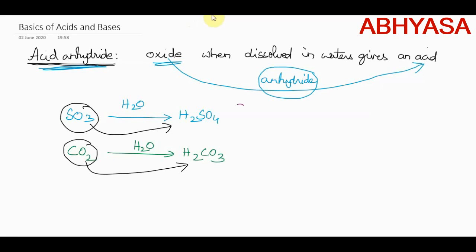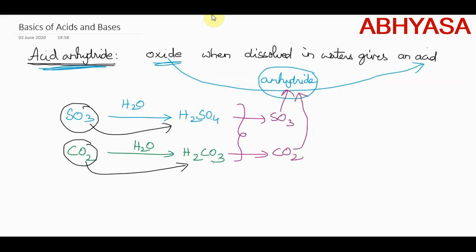See the common things in both the examples. From sulfuric acid, when you remove water, remove 2 hydrogens and remove 1 oxygen, then you will be getting SO3. You are removing water. That is the reason why this becomes anhydride of sulfuric acid. Again, remove 2 hydrogens and 1 oxygen. You will be getting carbon dioxide. This becomes anhydride of carbonic acid.